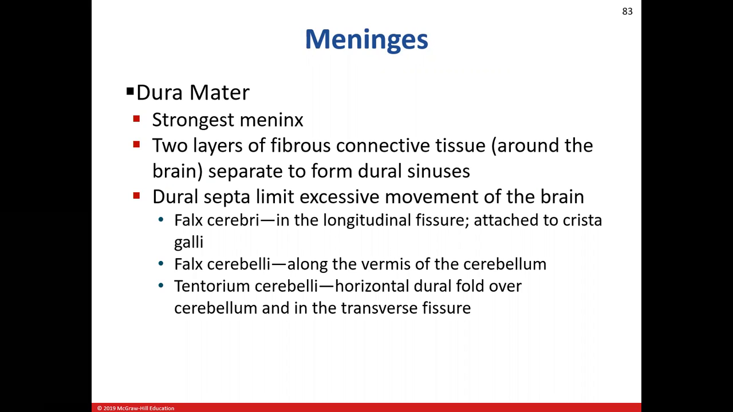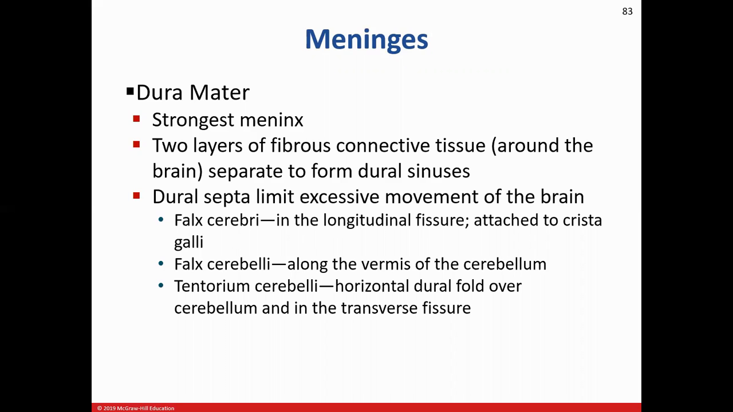It's formed by two layers of fibrous connective tissue that surrounds the brain, and they separate at certain points to form these dural sinuses. They also form septa, which help to limit the movement of the brain as they attach in different locations. One of those locations that attaches is going to be at the crista galli. And this particular septa is going to be called the falx cerebri. And it's going to be found within the longitudinal fissure.